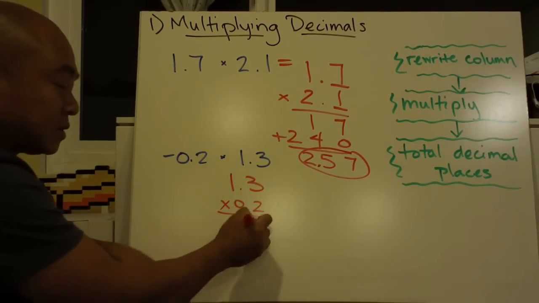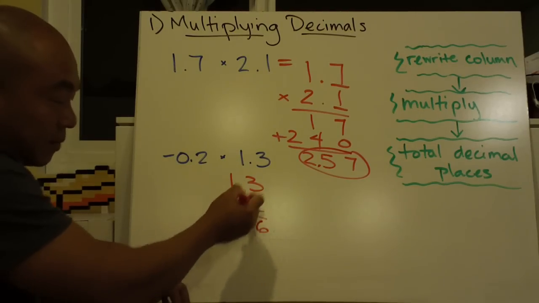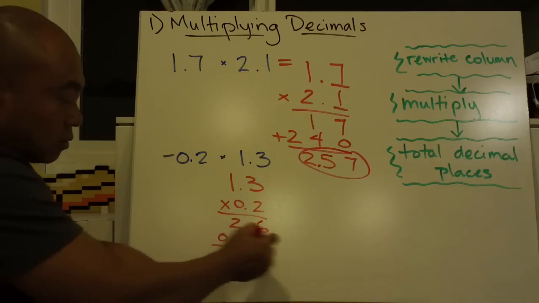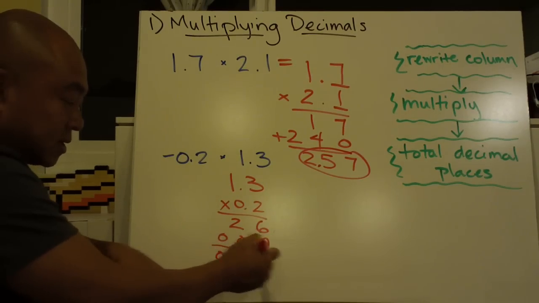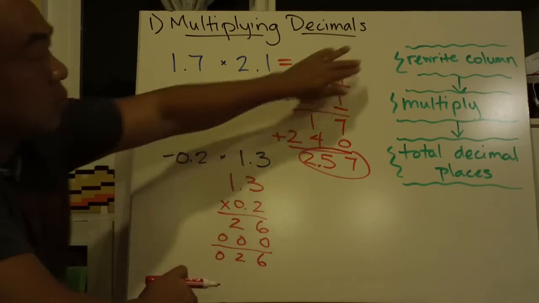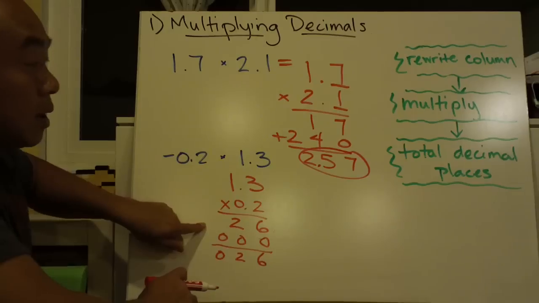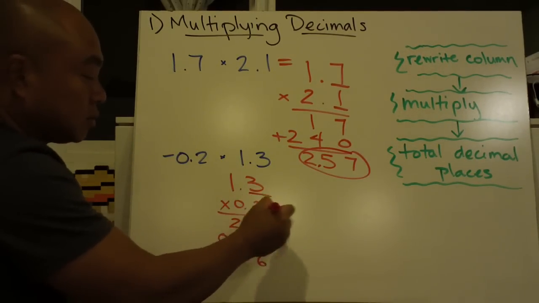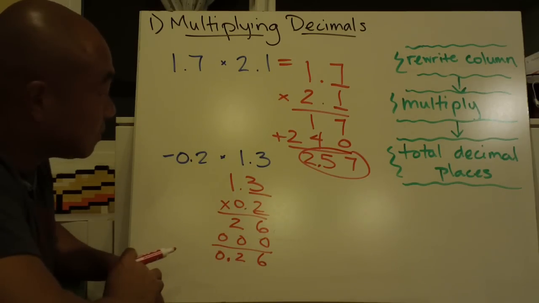So here, 3 times 2 is 6, 2 times 1 is 2. And then if I multiply the zeros, so here's 0, 0, and 0, I still get 0, 2, and 6. Now again, we rewrote this in column format, we multiplied it out, and then we're going to count the total decimal places. I have 1, 2 here, so your answer should have 2 decimal places.